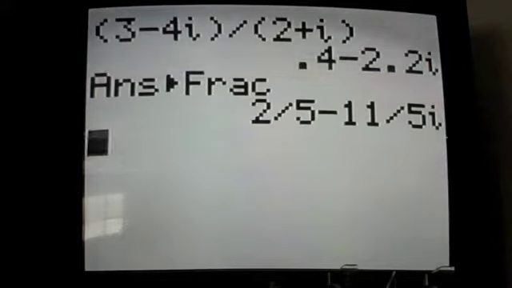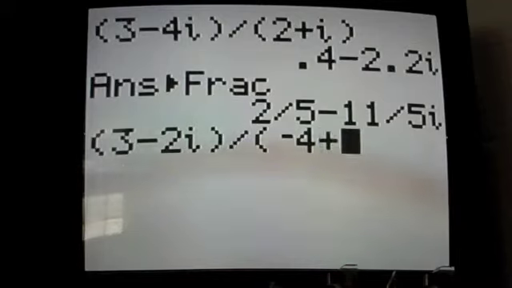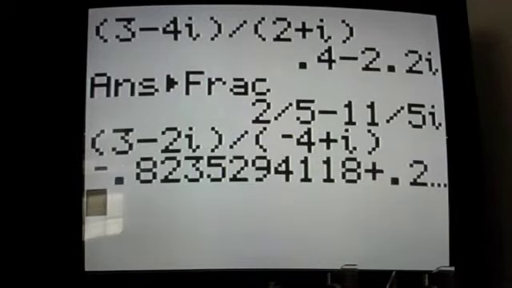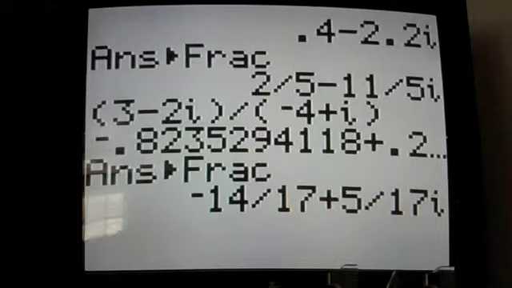Same thing for the third example here. We got 3 minus 2i, so parentheses 3 minus 2i. And then on the denominator we've got negative 4 plus i, so divided by negative 4 plus i using parentheses. We get a big long decimal. We don't want that. We want fractions. So math, enter, enter. Changes that to negative 14 plus 5i divided by 17.